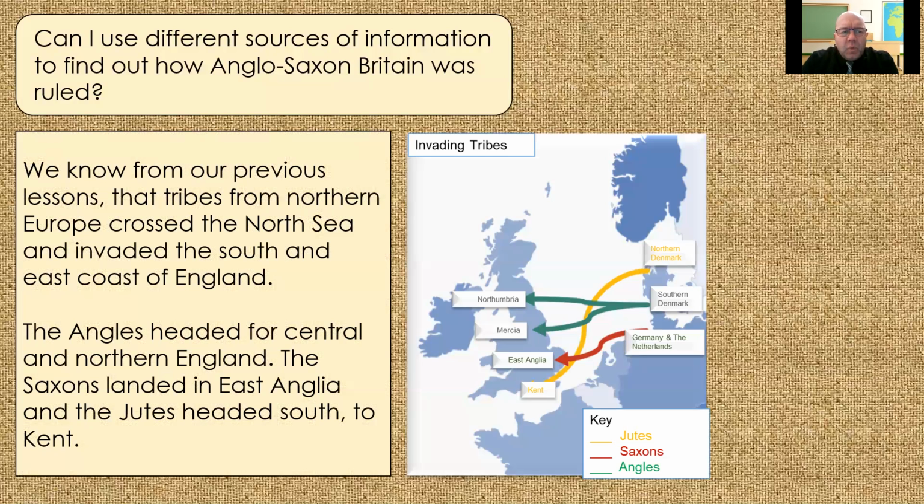Very quick recap. We all know now from our previous lessons that tribes from Northern Europe crossed the North Sea and invaded the south coast of England and the east coast of England. You can see from our coloured arrows, it was the Angles who headed from southern Denmark to northern England, Northumbria, and central England, Mercia. You can see from the red arrow that the Saxons left Germany and the Netherlands and invaded East Anglia. And the Jutes, the yellow arrow, left northern Denmark and headed south down the North Sea and came ashore on the south coast in Kent.